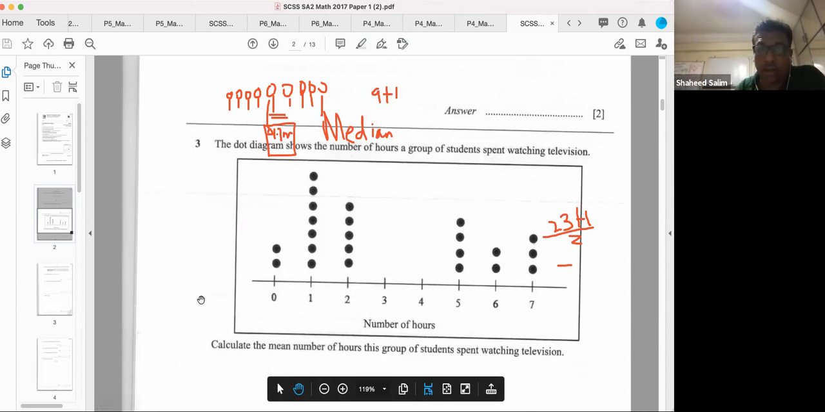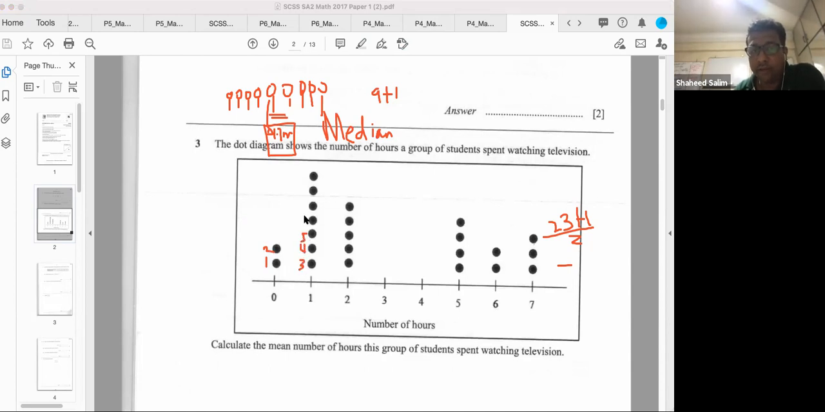Okay, let us see whether you're correct. 1, 2, 3, 4, 5, 6, 7, 8, 9, 10, 11, 12. Well done. The 12th watches 2 hours. So the median is 2 hours. You get it or not?